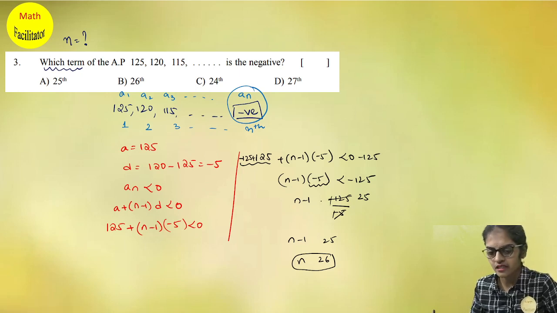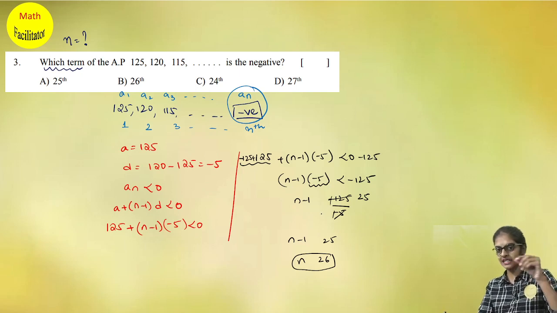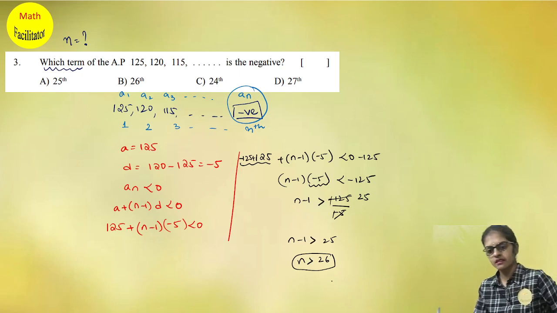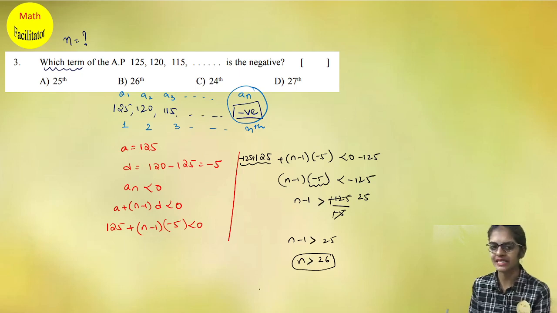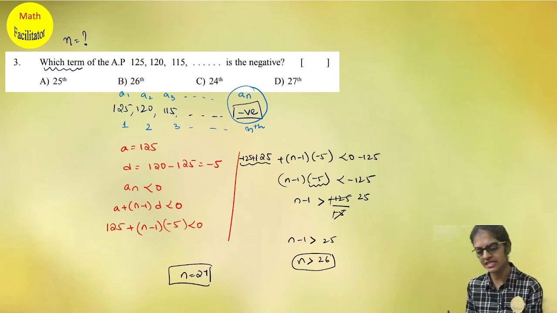Yes, children, now see here. If (n minus 1) into minus 5 is less than minus 125, when you are transposing minus 5, the sign will change to greater than. So n should be greater than 26. N greater than 26 means the first value greater than 26 is 27. So n equal to 27 is the first negative term.